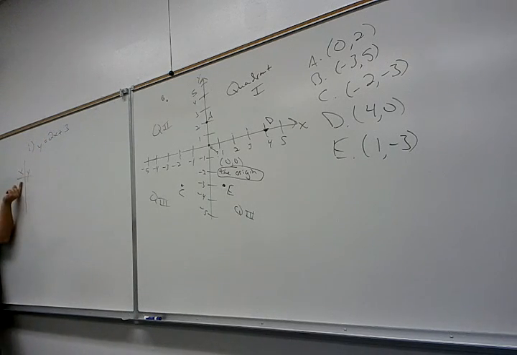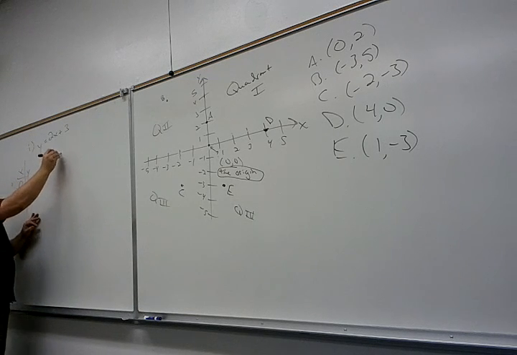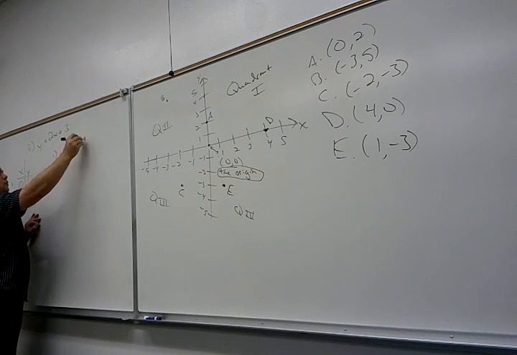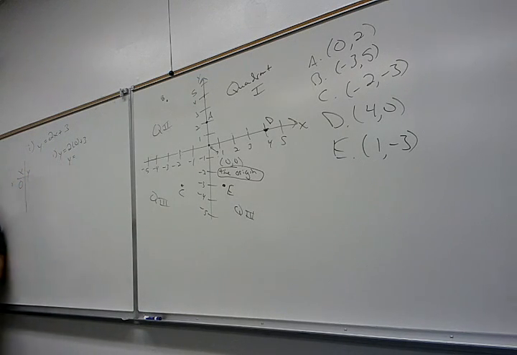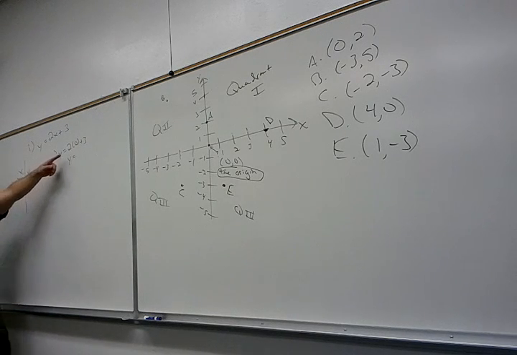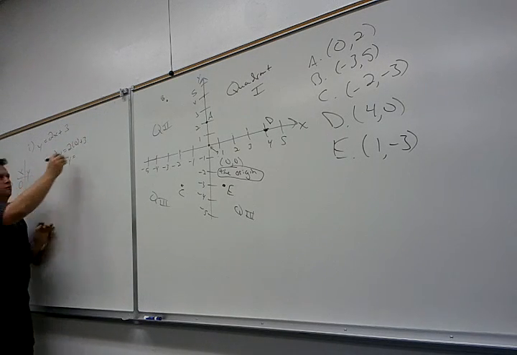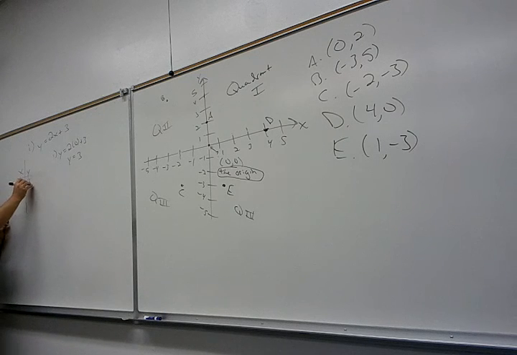So what could I put in there for x, just to start investigating this thing? What's a good place to start? 0 is an awesome place to start. So if I plug a 0 in for x, what do I get for y? Beautiful, right? Because twice 0 is 0, plus 3 is 3. So I've got 1 point already. I've got the point 0, 3.